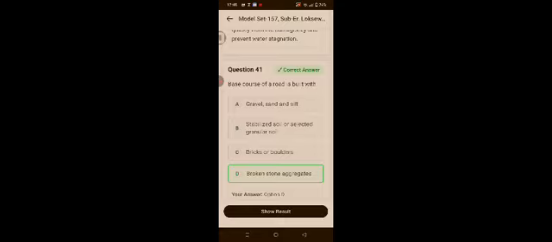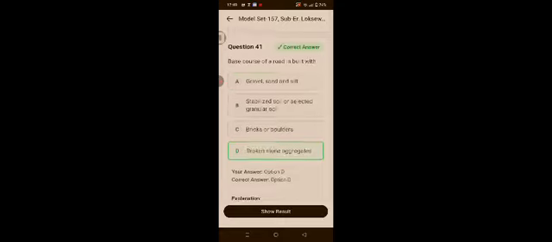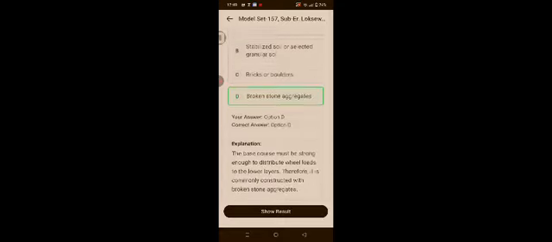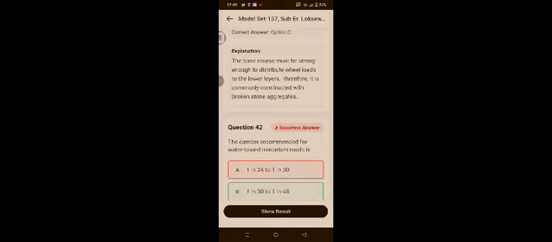Base course of the road is built with broken stone aggregate. The base course must be strong enough to distribute the wheel load to the lower layer. Therefore, it is commonly constructed with broken stone aggregate.